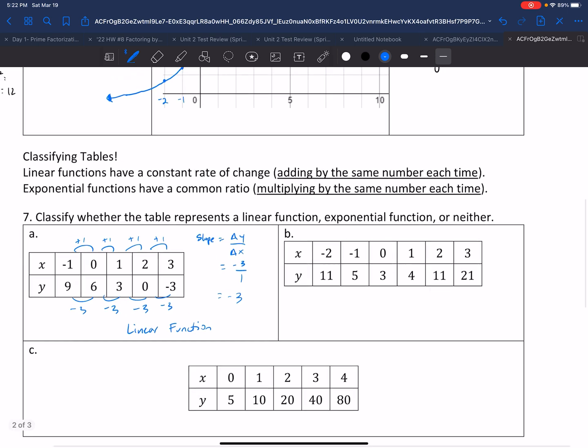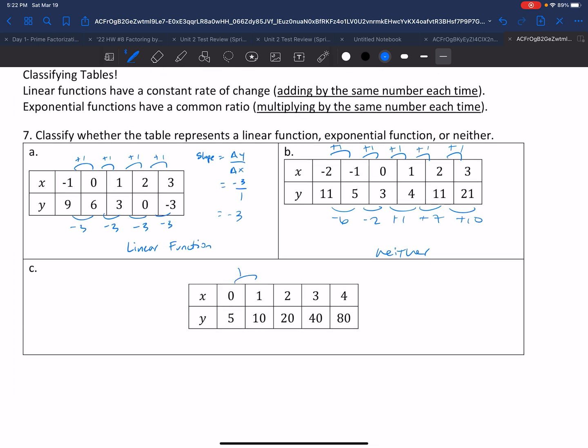B, on the other hand, I'm looking at my x values. I have a constant of adding 1 each time, but here I am subtracting and adding, and everything just seems so inconsistent. It's neither, because I am not adding by the same number, or multiplying by the same number, so it's neither in this case.